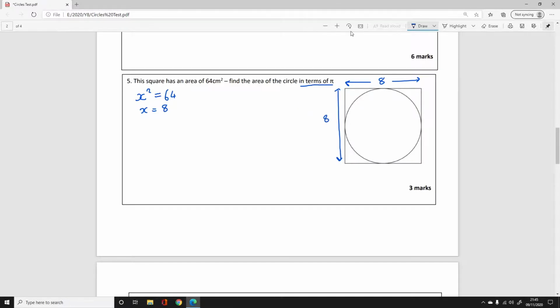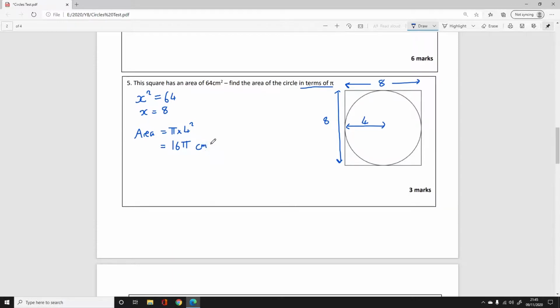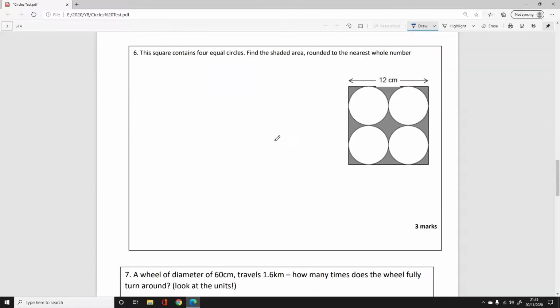We want to find the area of the circle. Now if all the way across is 8, then halfway across is 4. And so the area of the circle would just be pi times r squared. So pi times 4 squared. 4 squared is 16, so just 16 pi. Realistically, we should have units on here and say 16 pi centimeters squared. Okay, let's keep going.